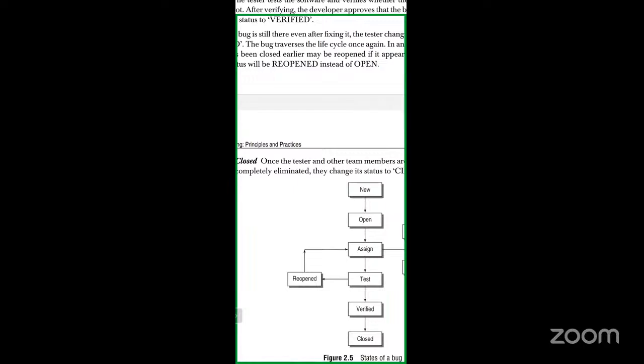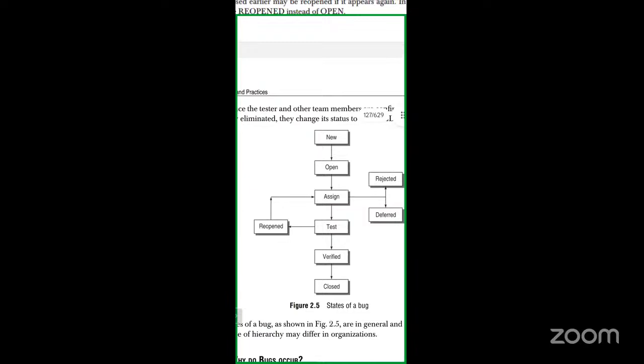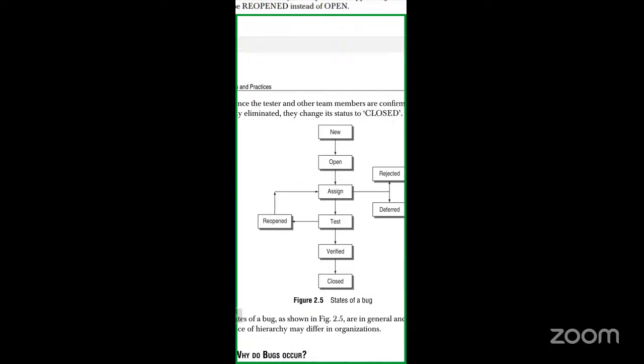Okay. So here we have the states of a bug: new state, open state, assigned, test, verified, closed. Right. So once it is assigned, then it has to be deferred or rejected. If it is rejected, that is fine. If it is deferred, that is also fine. If it is assigned or moving on to the test phase, it has to be verified and closed. Okay. So these are the states of a bug we have.